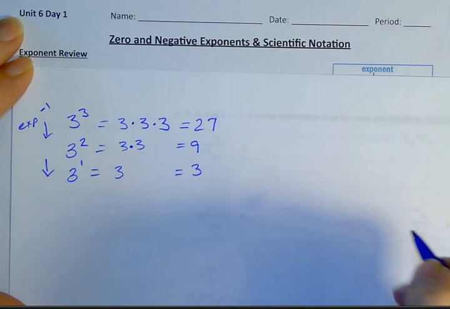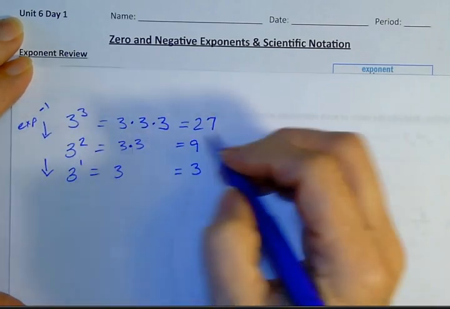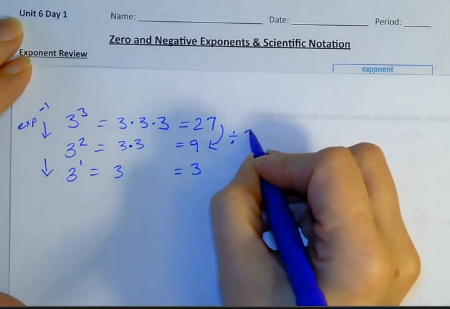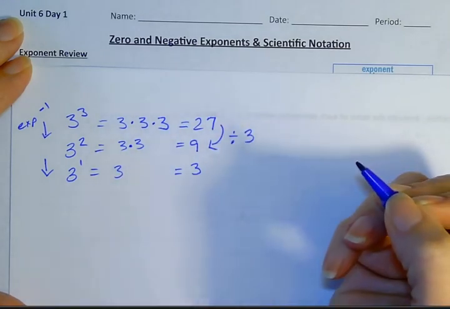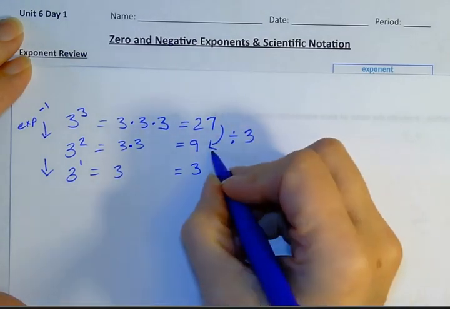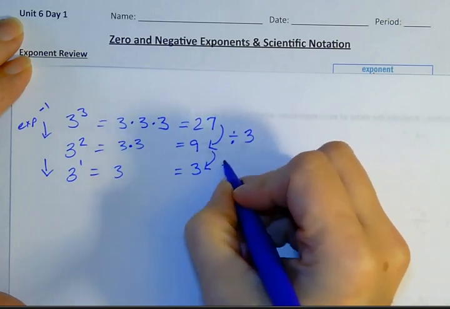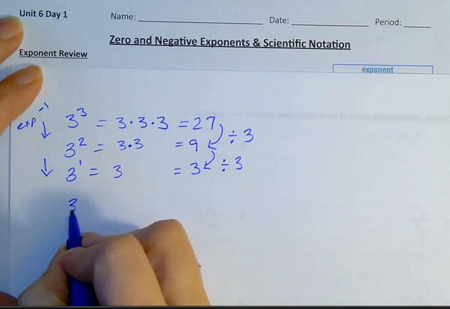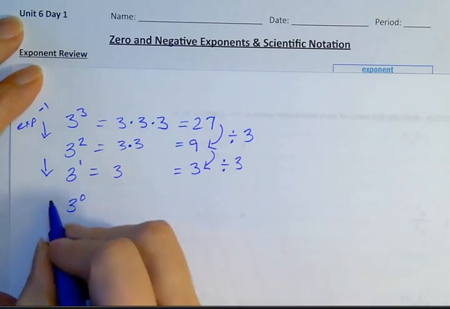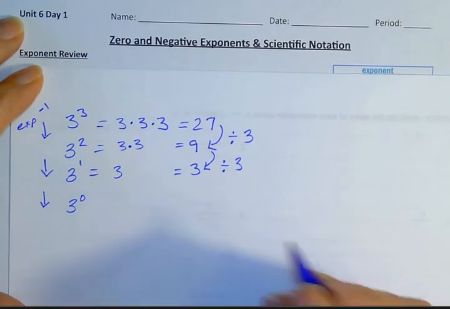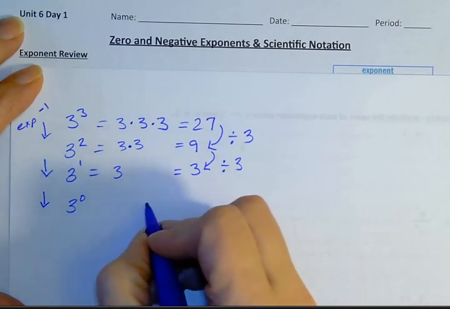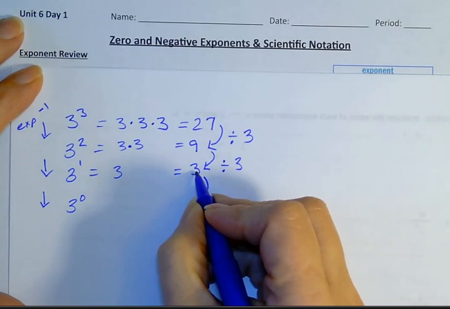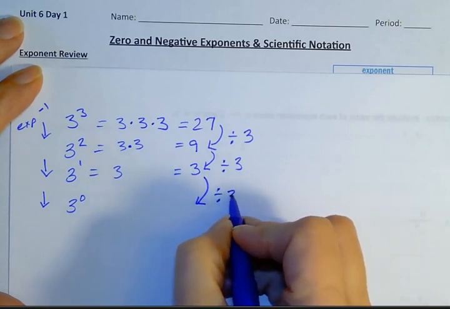All right, so look at what's happening here. Every time I decrease my exponent by 1, I'm dividing by 3. I'm dividing by the base every single time. So when I decrease my exponent again, I'm dividing by the base again. So if I'm going to look at 3 to the 0, because I'm decreasing my exponent again, right? I have 3 to the 0. What is that going to be? Well, I'm going to divide my last result, 3, by 3. 3 divided by 3 is 1.